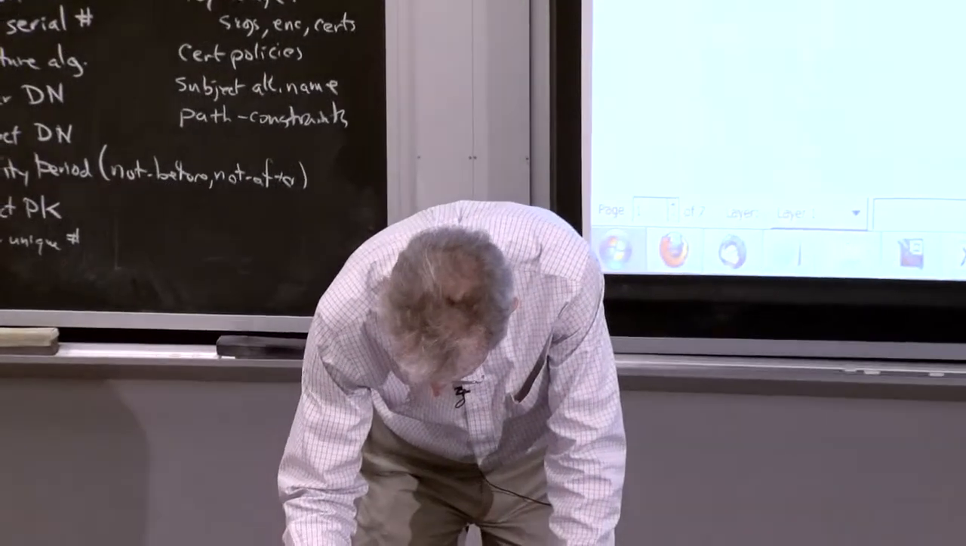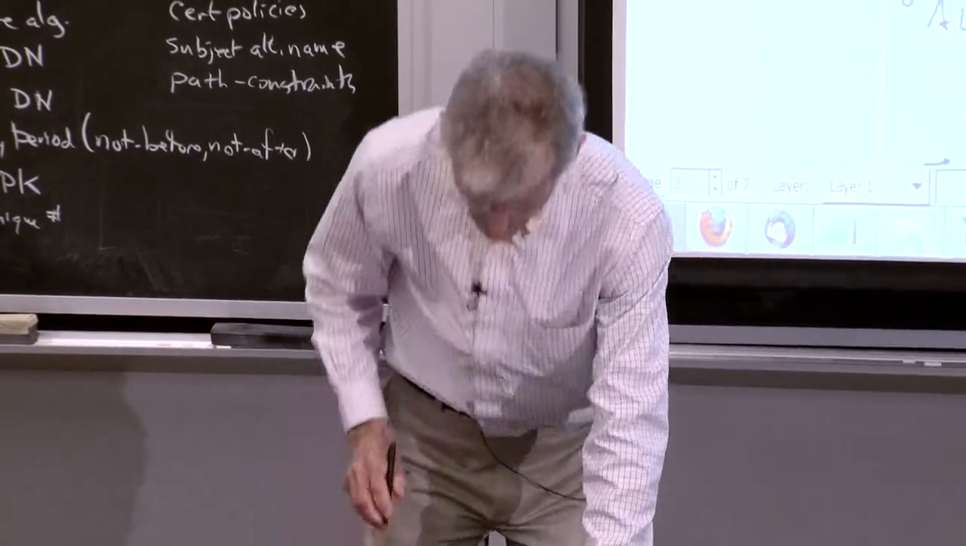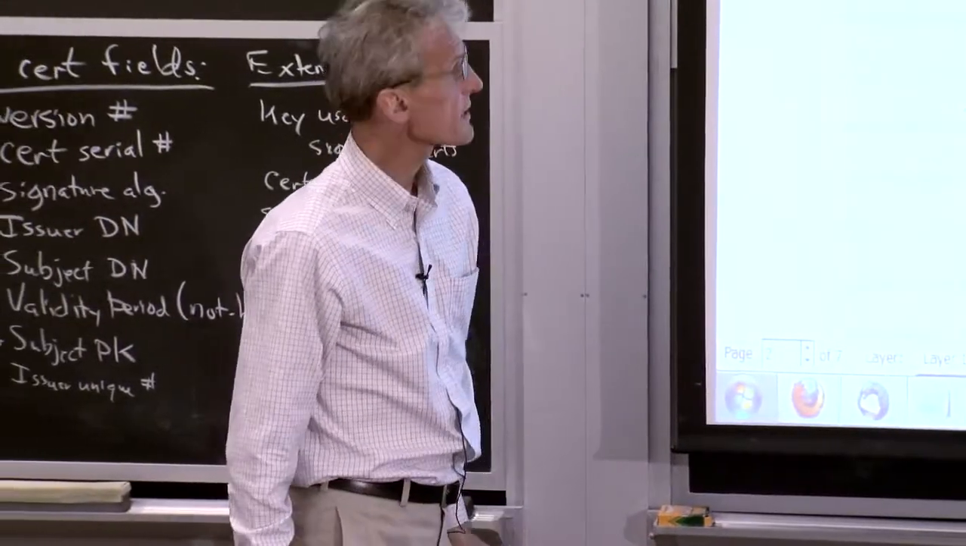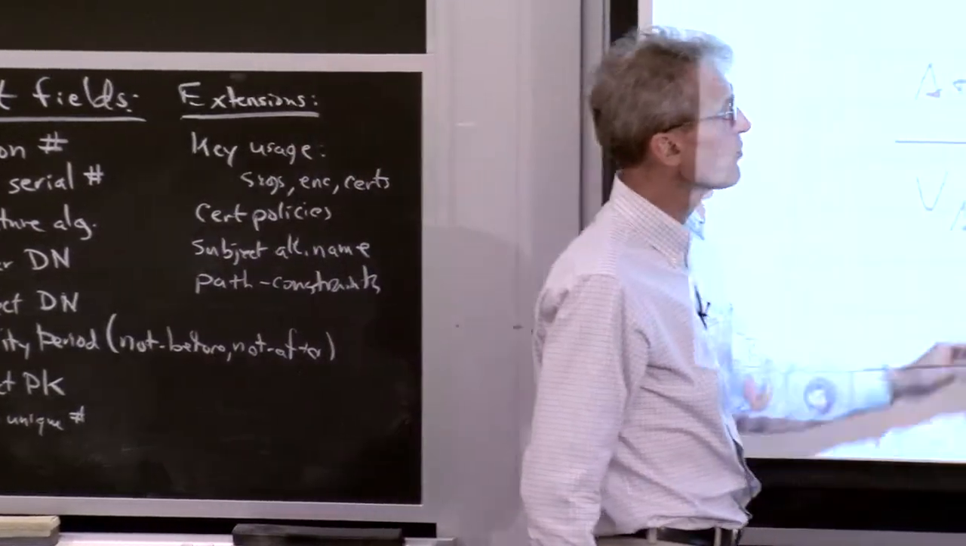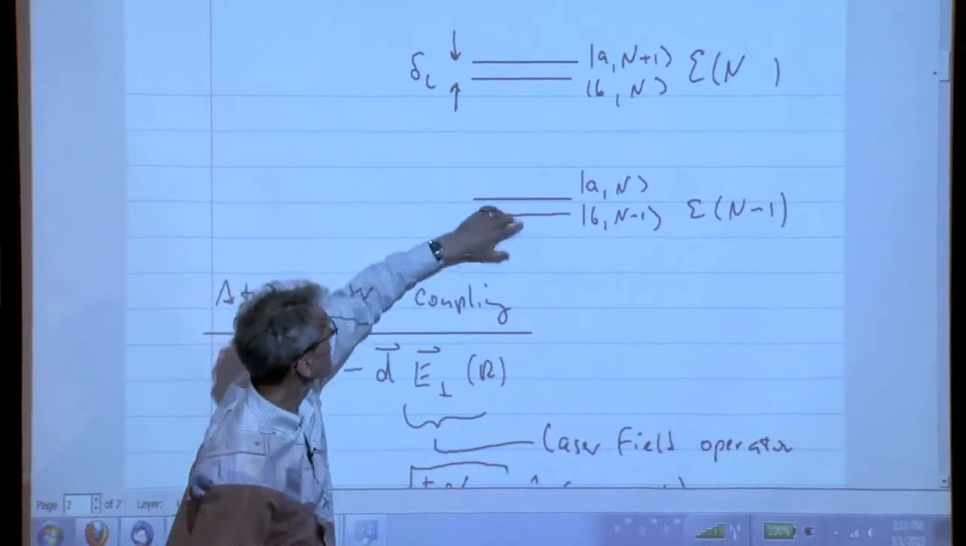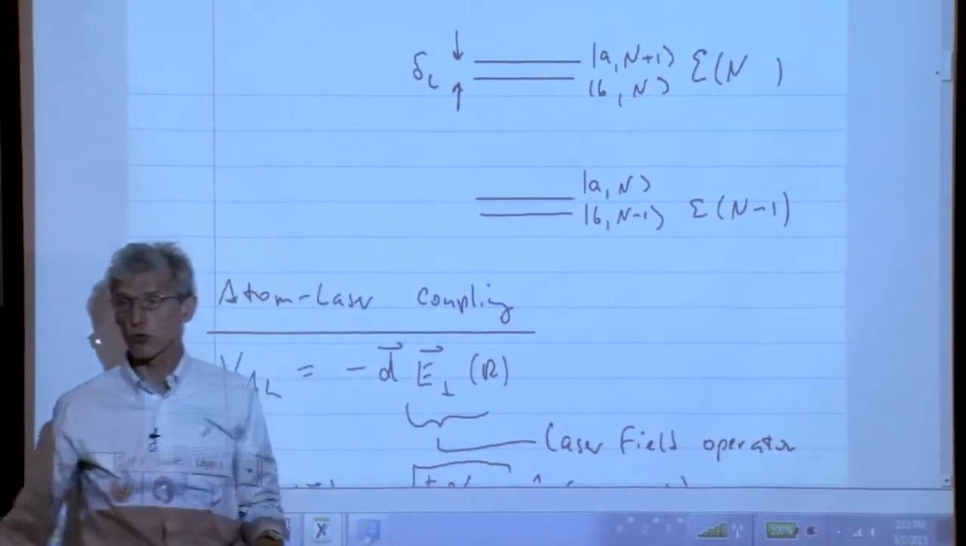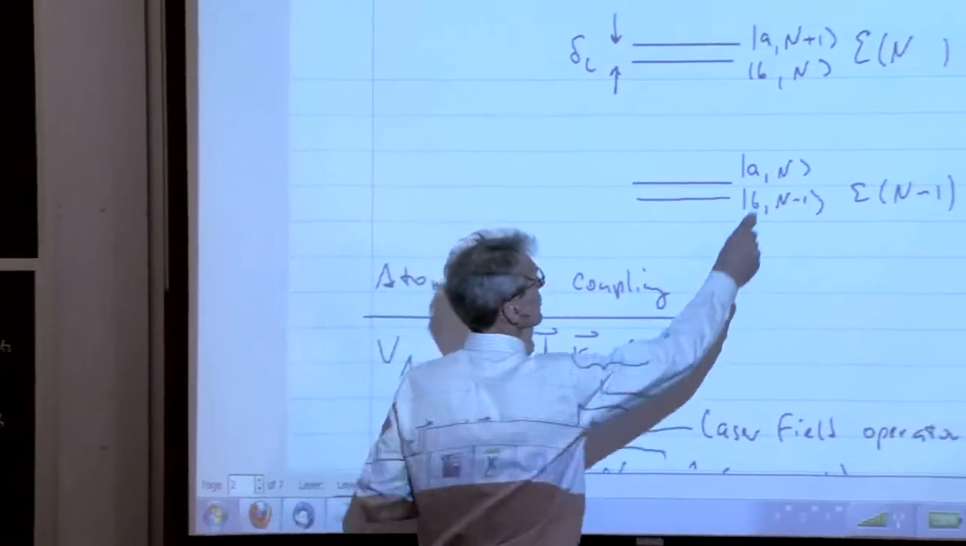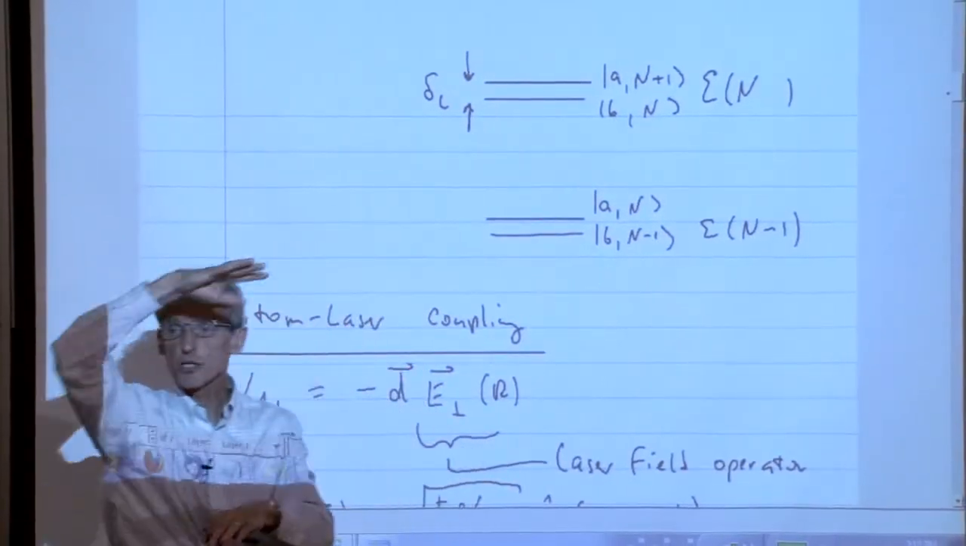So what happens is, if we look at all those states, they are grouped into manifolds, and the energy separation between two manifolds is, of course, I go from n to n plus 1, the energy of a photon.